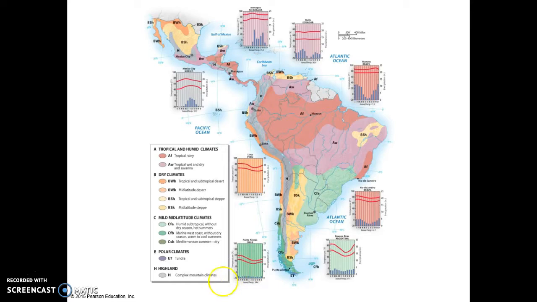Okay, and finally, if we keep going down to Chile, we have the Csb climate, which is our Mediterranean climate. It's very similar to what we have in California. And then farther south, we get the Cfb climate, which is similar to what you will find in the Pacific Northwest or in southern Alaska, the coast of Alaska. So very cool and rainy type of climate.